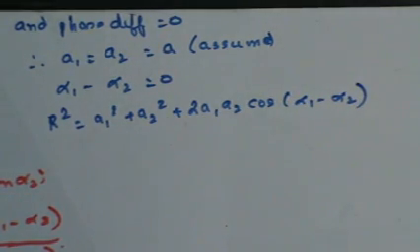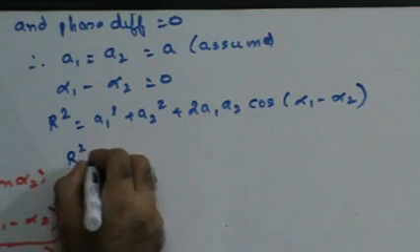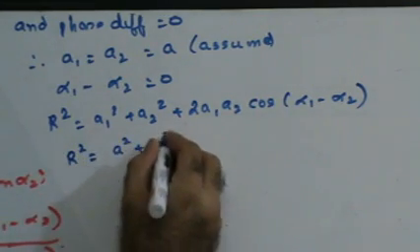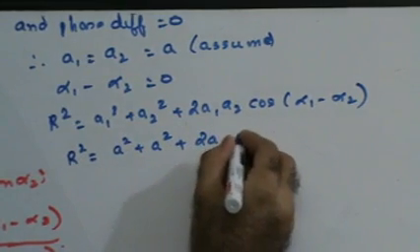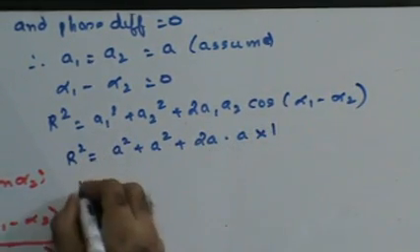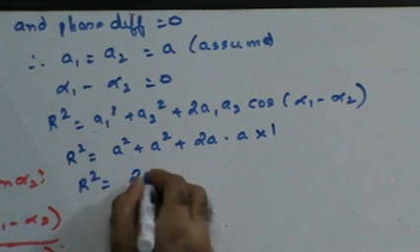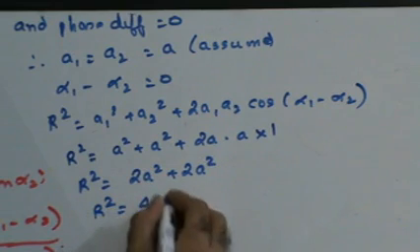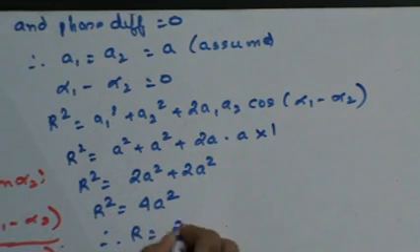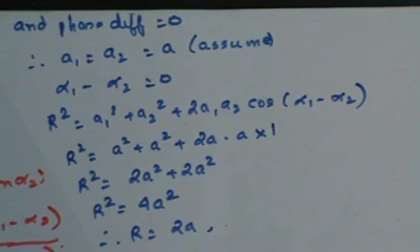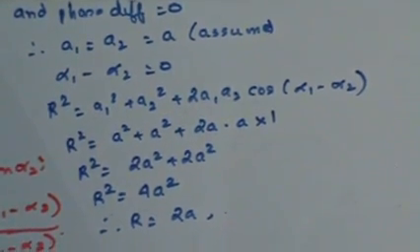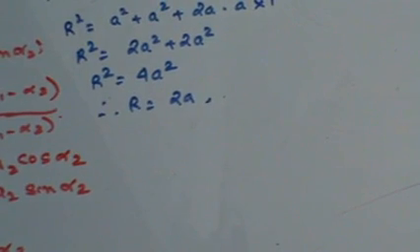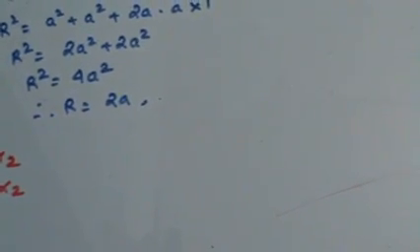In which case R square is equal to A square plus A square plus twice A into A, cos of 0 is 1. So R square is 2A square plus 2A square. R square is 4A square, therefore R will be equal to 2A. That means if the amplitudes are equal and the phase difference is 0, then the resultant amplitude will be the sum of the amplitudes, 2A. It will be twice the amplitude of each one of them.